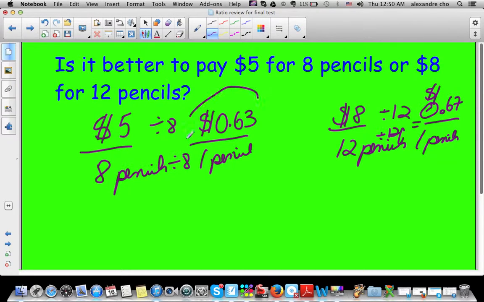So where was it cheaper? This guy right here was the better buy. Okay.